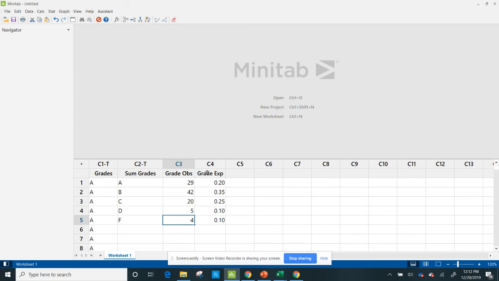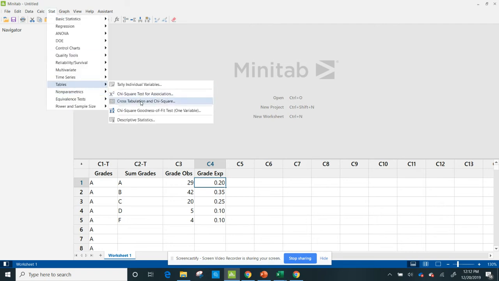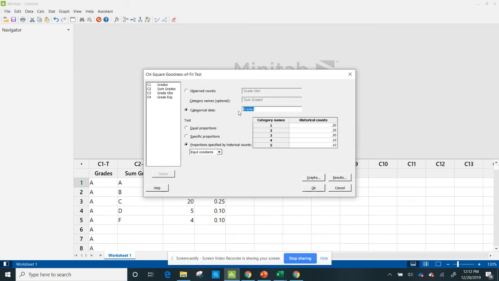Here, I want to put my expected proportions that I put in my null hypothesis. So 0.20, 0.35, 0.25, 0.10, and 0.10. So I go to Stat, I go to Tables, chi-squared goodness of fit. What I want to do now is observed counts, and I'm going to clear it out so you can see what I did. I'm going to do observed counts, so I'm going to click on grade observations, and then here, category names, I'm going to do some grades. Make sure you know exactly what you want to do so that can help you.